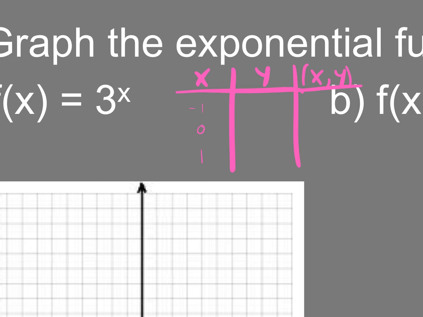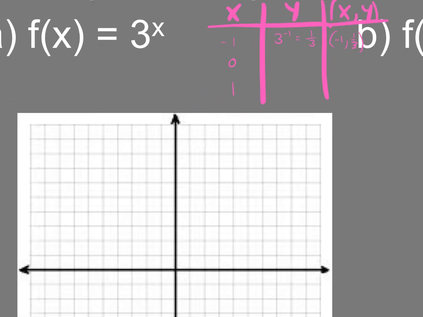So here I have 3 to the power of -1, which a negative exponent flips our number. We take the reciprocal of it, so that would be 1 over 3. So I plugged in -1 and got 1 over 3. So on my graph, I'm going to go to the left to -1 and up 1/3.